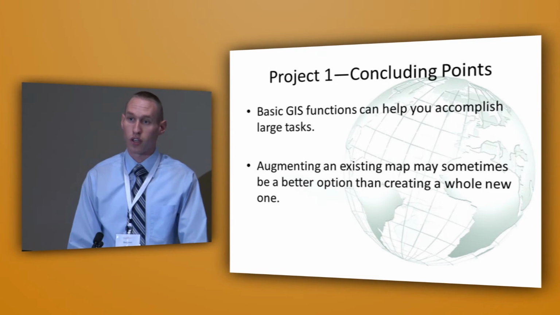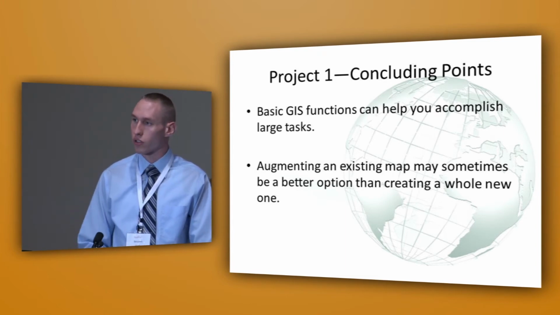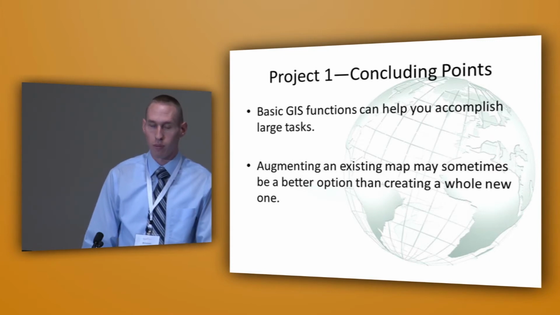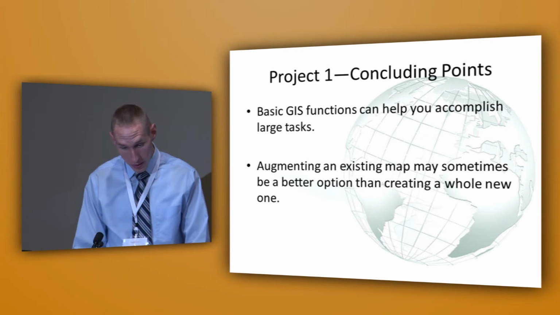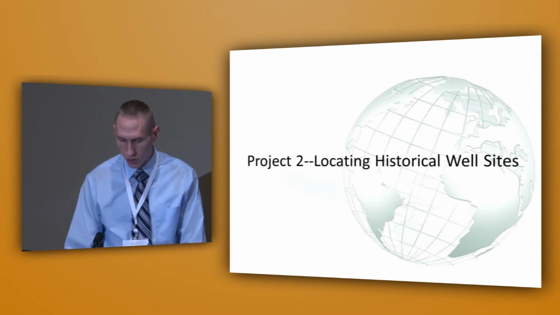Like I said, I use that DCNR map instead of creating my own map, and I felt like that helped to save time, and also it could be more accurate in the long run because DCNR can map their forest probably a little bit better than I can at this point. So I'll move on to project 2, and that is locating the historical well sites.